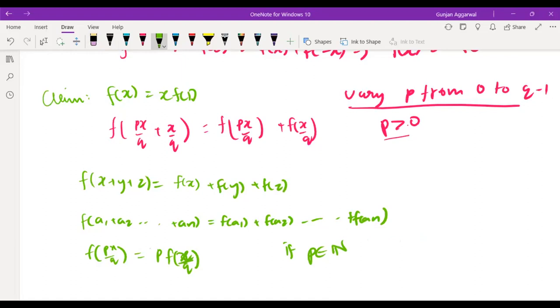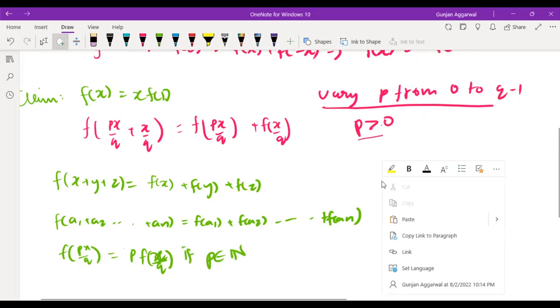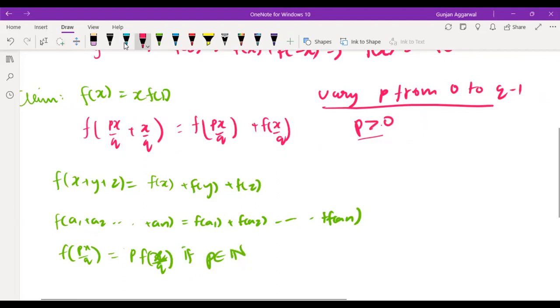Is this something you were trying to do? No, I was taking that p was variable. I mean, I haven't fixed the p. This thing was that p is greater than or equal to zero. So just note that f of zero is zero. Now we have any rational number k. So we have f of k is equal to k by n times f of n, for any n.